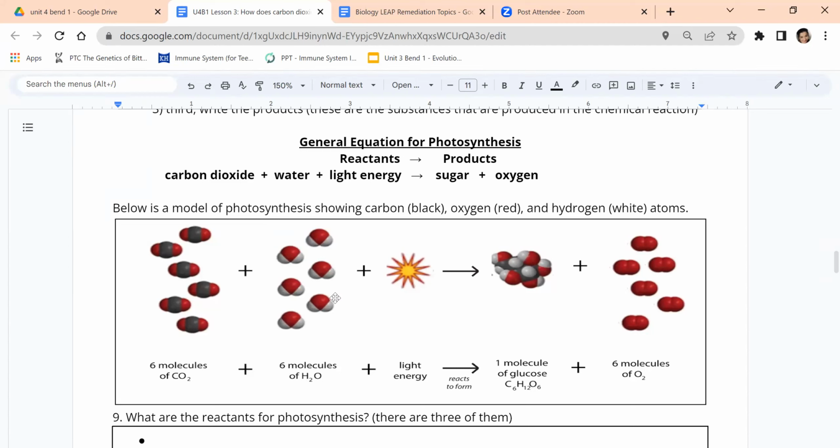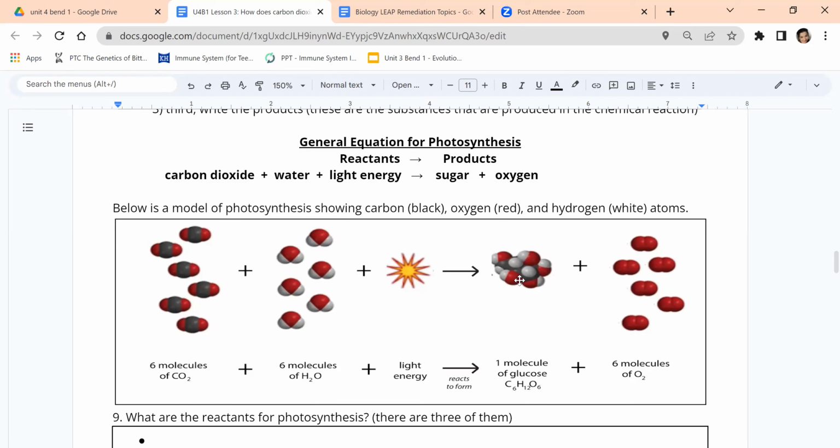And when these come together with some energy from the sun, a reaction takes place, and you produce 1 molecule of glucose. So if you'll look, it takes 6 carbon dioxides and 6 waters to make 1 glucose molecule, because glucose has 6 carbons.